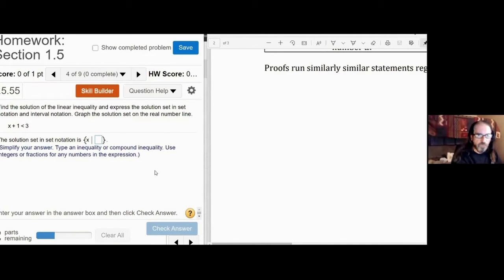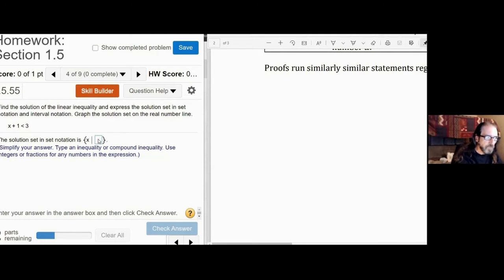So now let's use those facts that when you add or subtract, or when you multiply or divide by a positive, the inequality symbol is going to stay in the same direction. Whereas if you multiply or divide by a negative number, it'll switch directions.